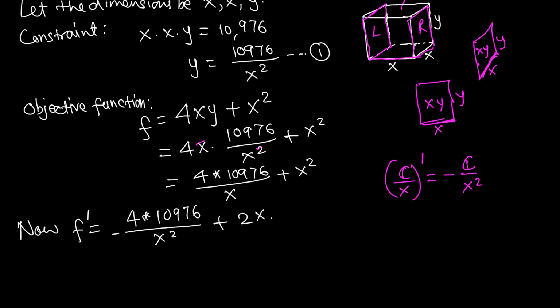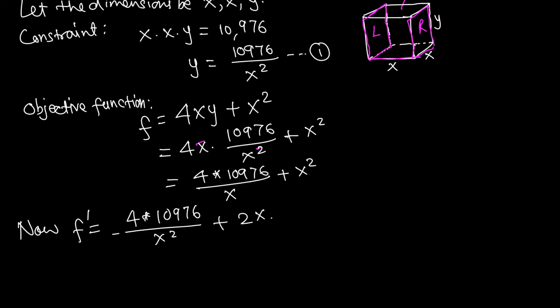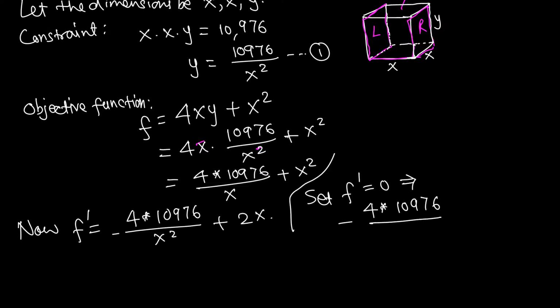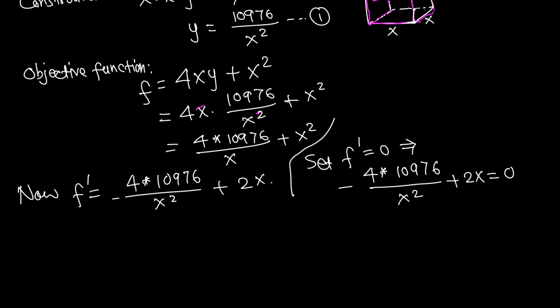Now we set the derivative to 0 to find the critical numbers, because the maximum or minimum always happens at the critical numbers. So we set the derivative to 0. That means we are setting this equal to 0. So -4 times 10,976 over x squared plus 2x equals 0. Now let's solve for x. So we got a fraction. Let's move 2x to the other side. So -4 times 10,976 over x squared equals, subtract 2x from both sides.